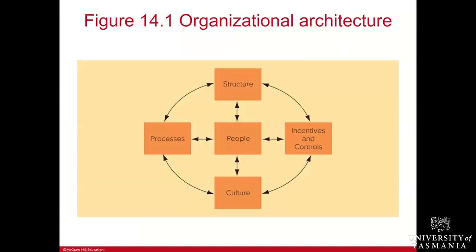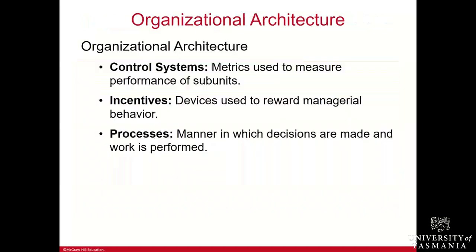And then this is our chart to show how the organizational architecture works. And we have three systems, as we said in the beginning: a control system, incentives, processes. Our control system is metrics used to measure performance of subunits. We have this control system in order to see whether the organizational architecture works or not. And incentives are the devices used to reward managerial behavior, and processes are the manner in which decisions are made and work is performed.